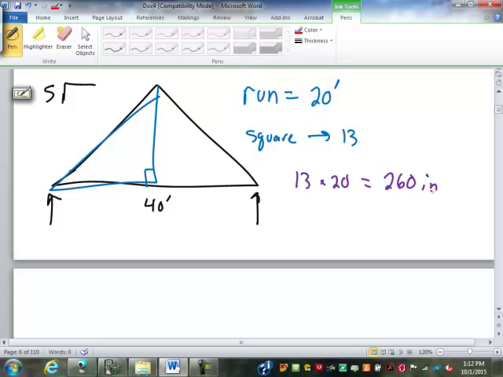Now there's no decimal there, which means it's going to come out to be an even number of inches, no eighths. If I take 260 divided by 12, I am going to get 21. What that means is there's 21 feet.